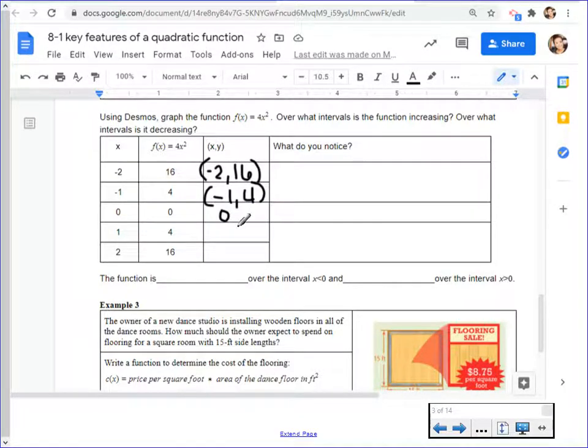0, 0 is your next point. 1, 4 is your next point. And then 2, 16. Because what do you notice? If you look at your y values, these would be right here. Are your y values decreasing or increasing? At the beginning, they're doing what? So y values decrease at the beginning.